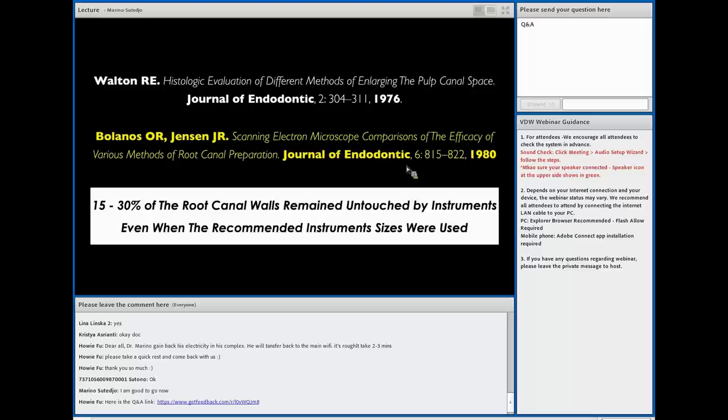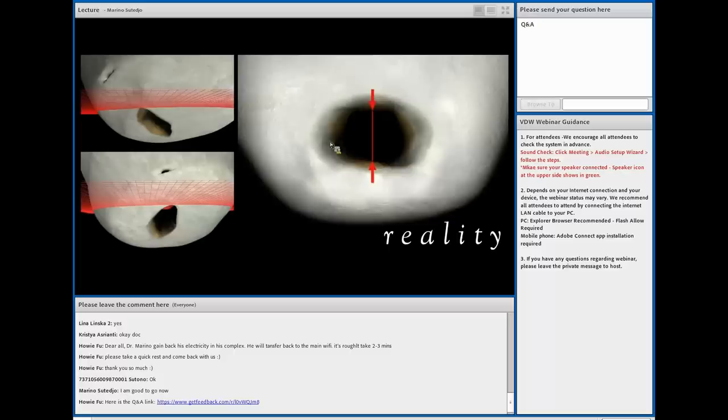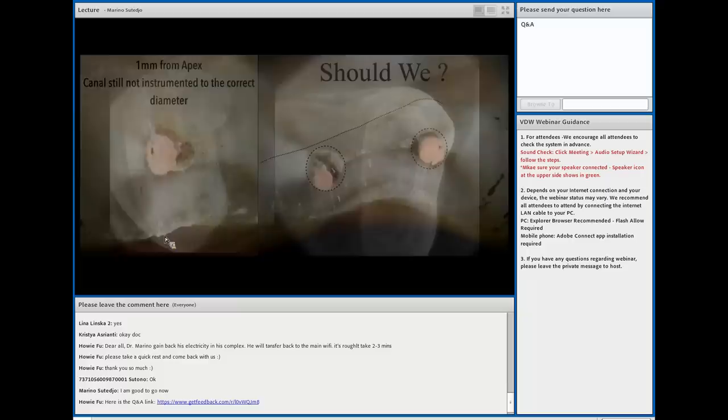And no matter what type of grain, what type of taper, what type of size the instrument you use, according to the evidence, 15 to 30% of the root canal walls remain untouched by the instrumentations. Because if we think the root canal is round, the reality is not that. The reality is most of the canals are irregular. Sometimes it's like this. Sometimes it's like this. So it means it is impossible for our instrumentations to touch all the canal walls, as you can see.